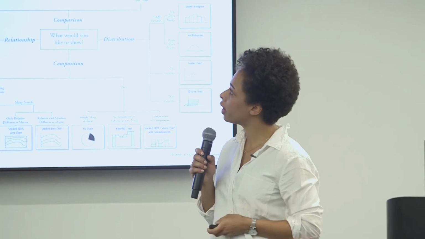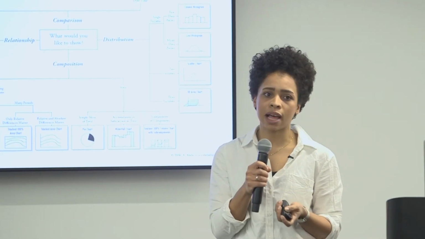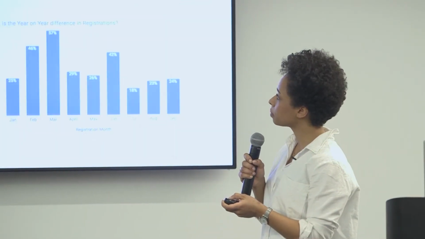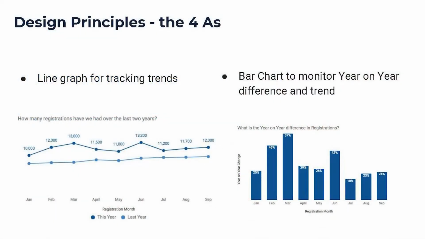Is it a bar chart? And maybe testing some of those things out as well and getting feedback. So you might be using a line graph to track trends, maybe a bar chart to monitor year-on-year differences if you've decided that that's the most important thing that you want to communicate. What is our growth year-on-year, for example?